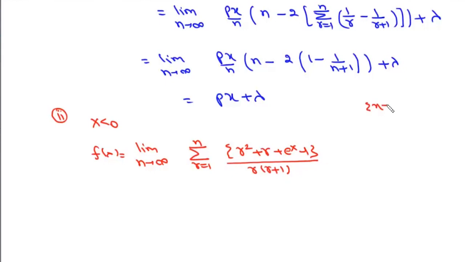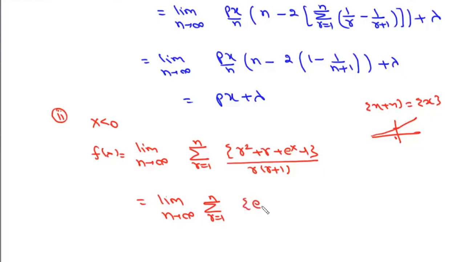Now we know that the fractional part of x plus n is equal to simply the fractional part of x. So we can write this as the limit n tends to infinity of the summation r varies from 1 to n. All these integers will be removed, so it will be simply the fractional part of e to the power x upon r(r+1). And also when x is less than 0, e to the power x lies between 0 and 1, so its fractional part will be the same as e to the power x.